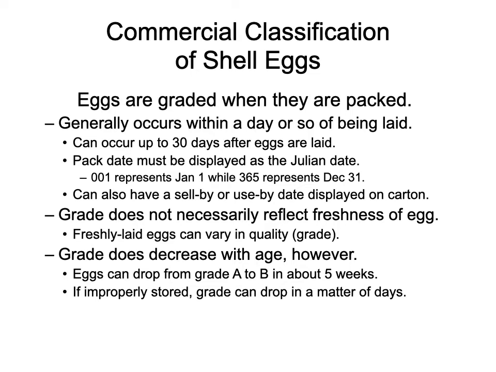The grade does not necessarily reflect the freshness of the egg. Eggs can be laid in various grades. You can find certain chickens that are just laying B grade eggs. The grade does decrease with age, however. So if you buy a grade A egg, over time, even under refrigeration, it'll drop from a grade A to a grade B in about 5 weeks. If it's improperly stored, say you leave the eggs out at room temperature for a day, that can drop your grade level quite quickly.